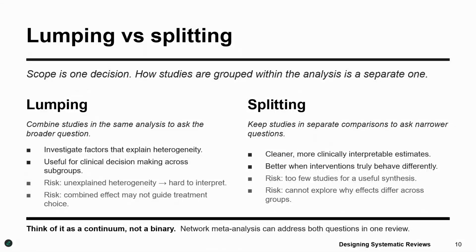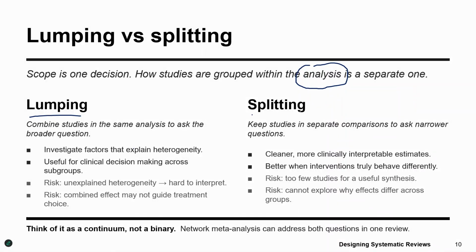Now, critical point. Broad versus narrow is one decision. Lumping versus splitting is a different one, and people muddle them constantly. Scope decisions: what's eligible to be in the review. Lumping versus splitting decides how those eligible studies are grouped within the analysis. Lumping combines studies in one analysis to ask the broader question and lets you investigate why effects vary.